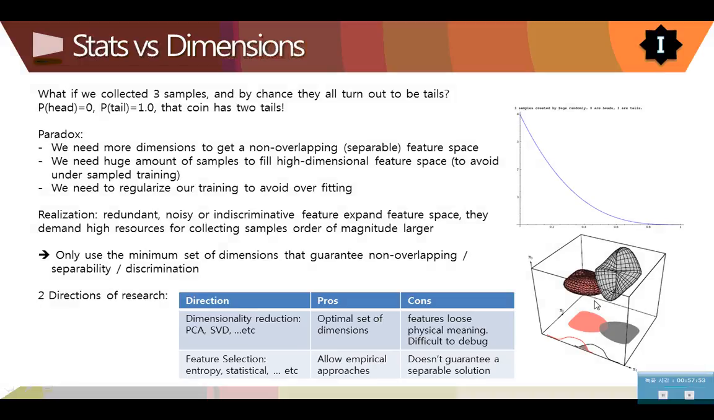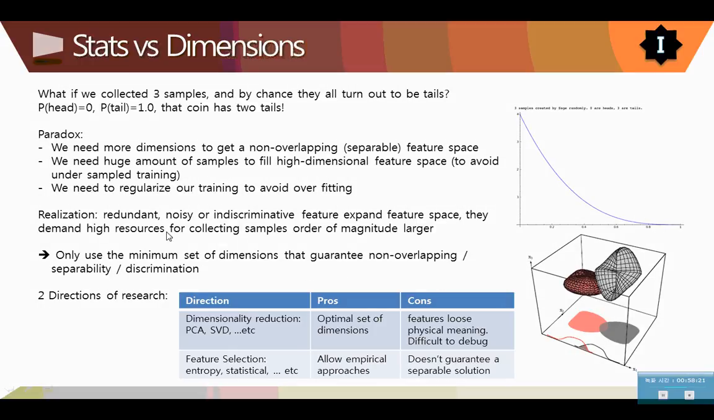The problem also is we don't need to minimize the number of features, because the more features we have, the more separability we can have. For example, in 1 dimension, you can see there is an overlapping area. In 2 dimensions, we have slightly less overlap. In 3 dimensions, there is no overlap at all. We can separate these 2 distributions from each other. So this creates a paradox. We need to add more features, but if we add more features, we need to have more samples. Otherwise, we will fall into this problem.